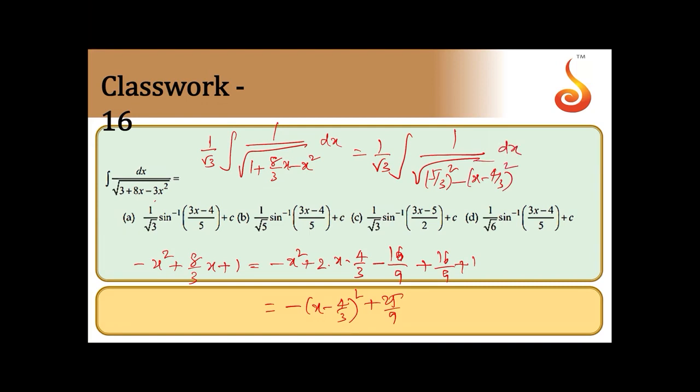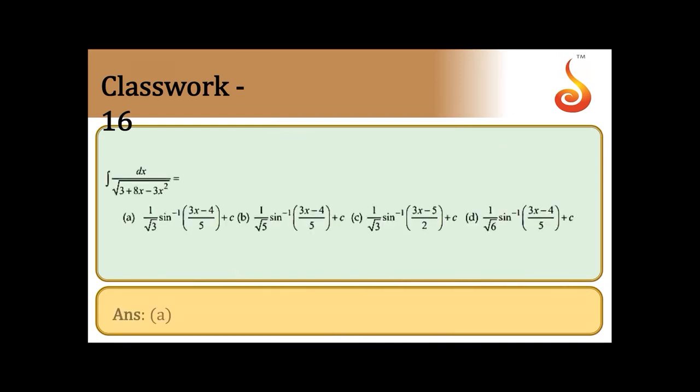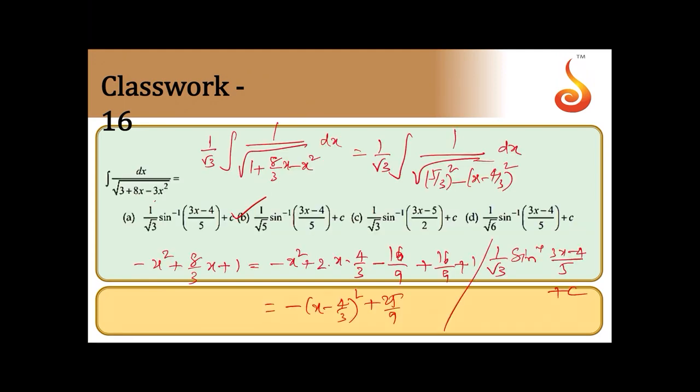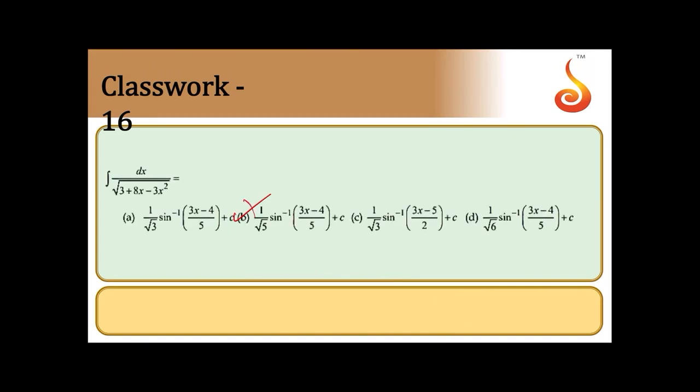Yes, of course, a square minus x square gives sine inverse x by a. So I think 3x minus 4 by 5. Therefore, 1 by root 3 sine inverse x by a, 3x minus 4 divided by 3, the 3 cancels, by 5, plus constant. So 1 by root 3 sine inverse of 3x minus 4 by 5. Am I right? Yes, of course. It is option A that is correct. We have got the answer correctly. So the option is not the other one, it is answer A.